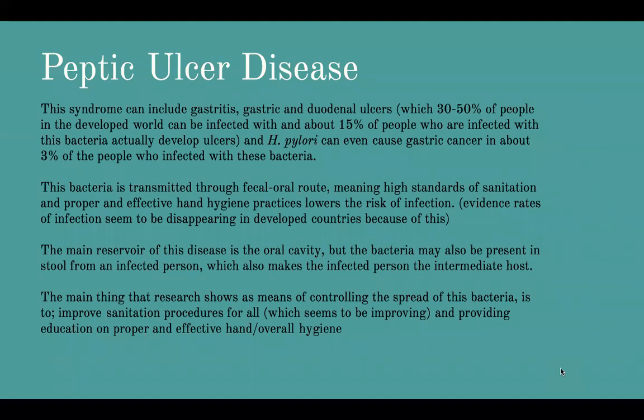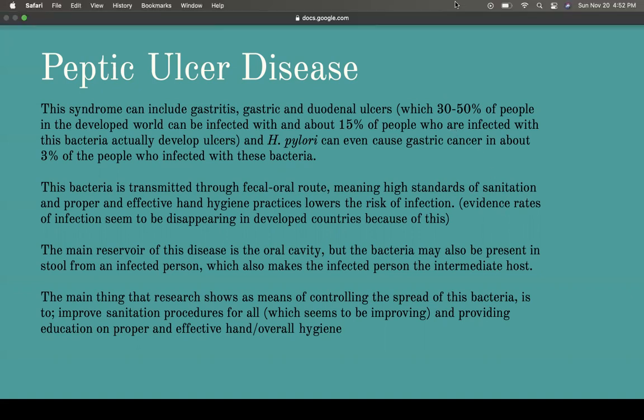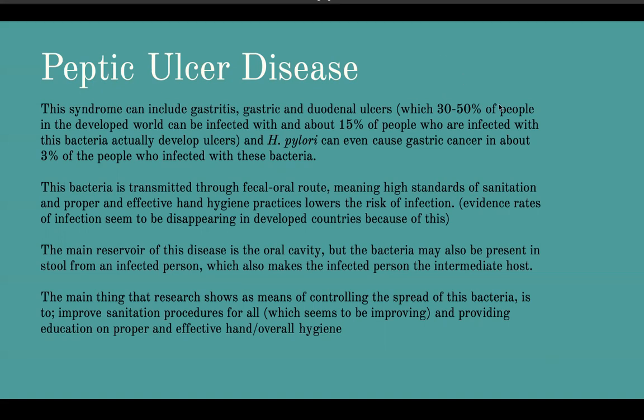The main disease that this causes is peptic ulcer disease. This syndrome includes gastritis, gastric and duodenal ulcers, and about 30 to 50% of people in the developed world can be infected with Helicobacter pylori, and about 15% of these people actually develop ulcers. H. pylori can even cause gastric cancer in about 3% of the people who are infected with it.